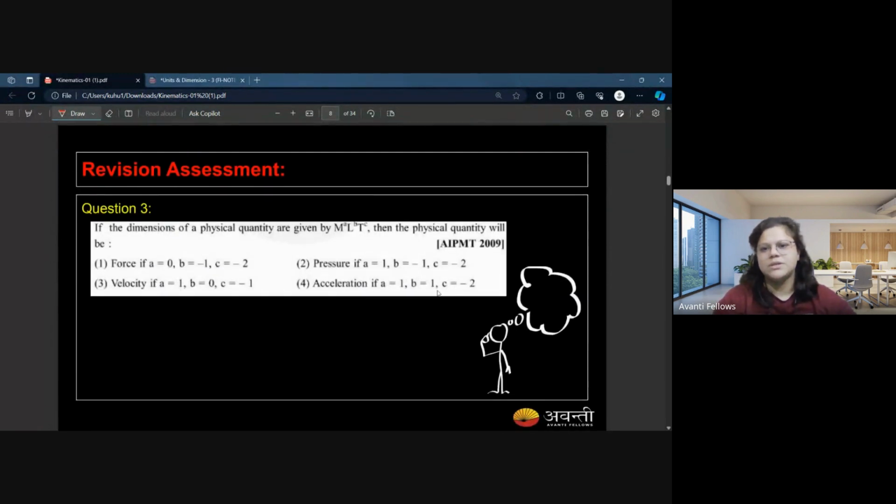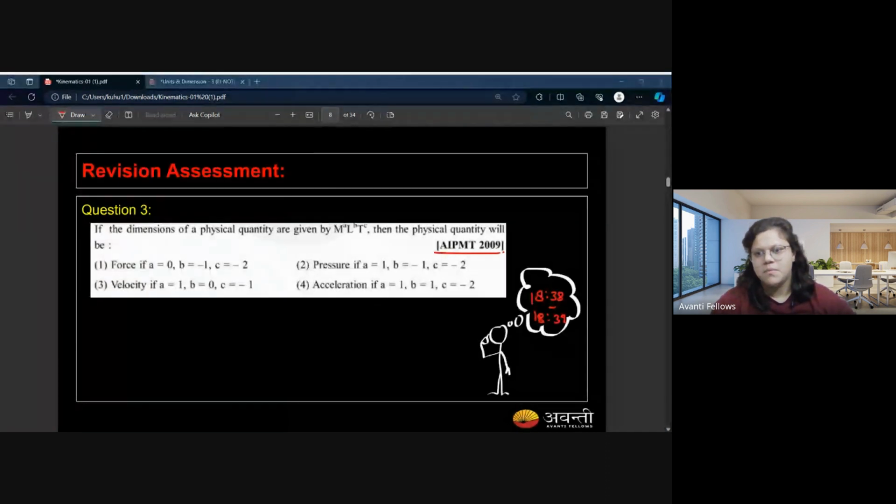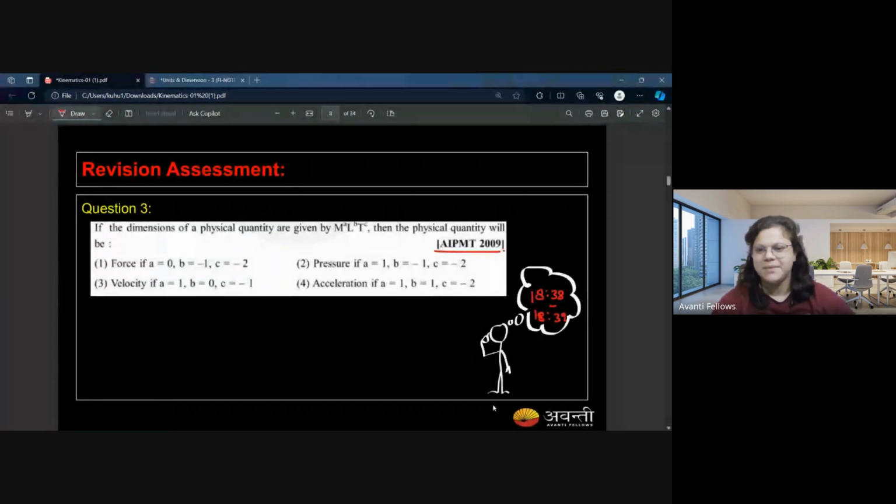Let's solve this question. It is also a PYQ of 2009. Solve it. It's 18:38 right now. Solve it by 18:39. Okay, 18:39 is right now. Solve it by 18:40.